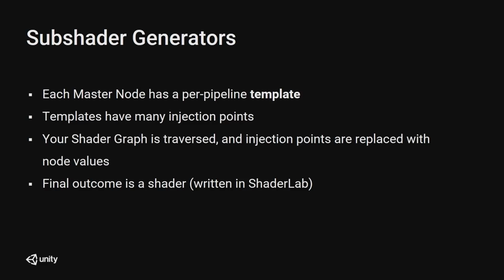Once the Subshader Generator is complete, the outcome is a shader written in the shader lab language, which is functionally very similar to HLSL or CG. At this point, the generated shader can now be used in your materials. It's important to note that this process only occurs when you're using the Unity editor and not at runtime. To better illustrate, let's go over a quick example.